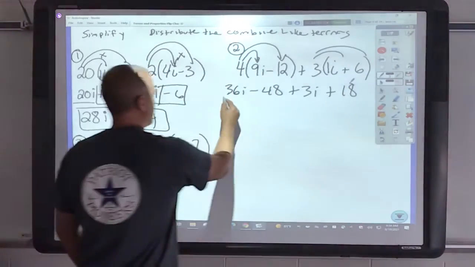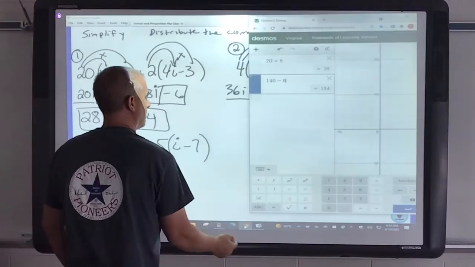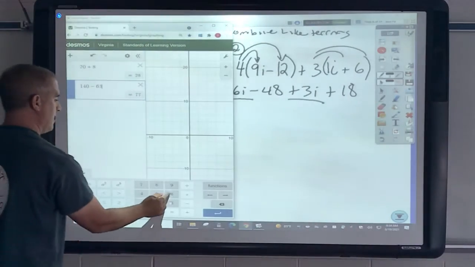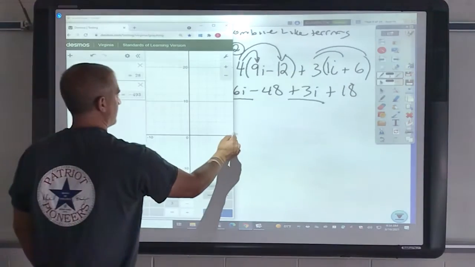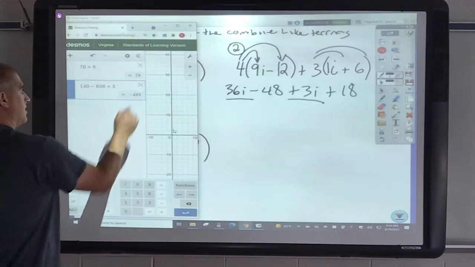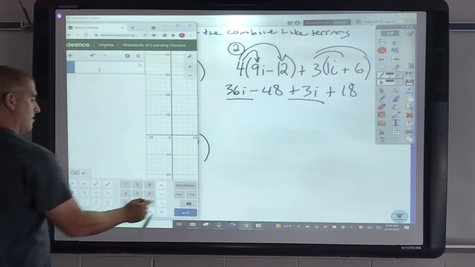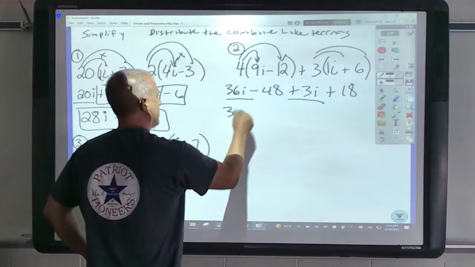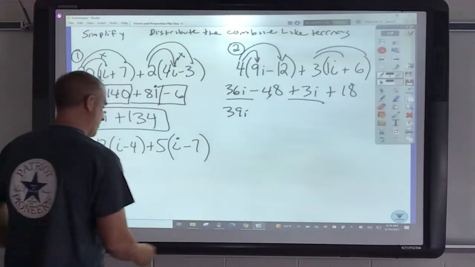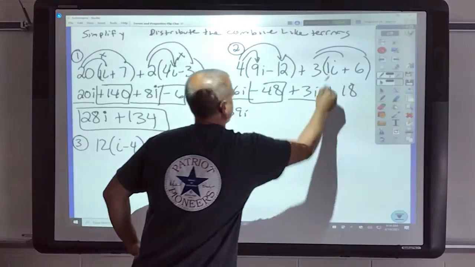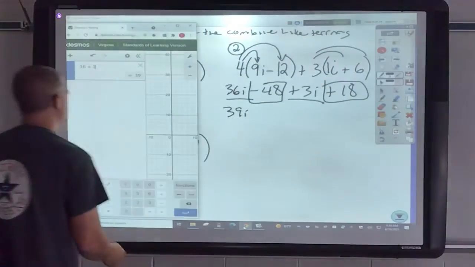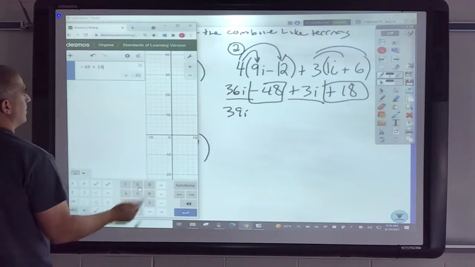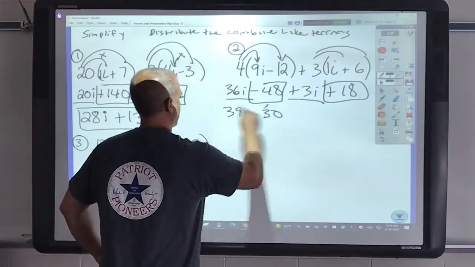So what I want to do is combine my like terms. So I got 36 plus 3. That's all I need is the calculations. 36 plus 3 is 39i. I got negative 48 plus 18. That's negative 30. And that'll be my answer there.